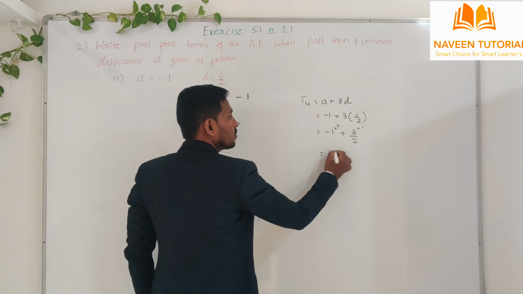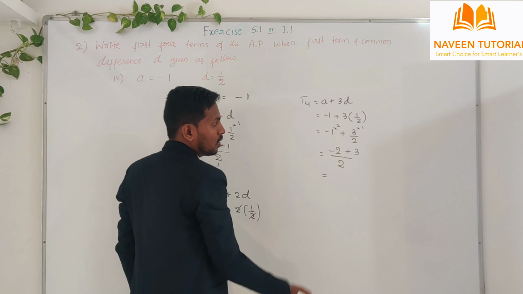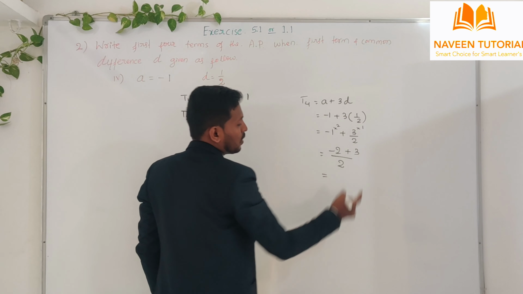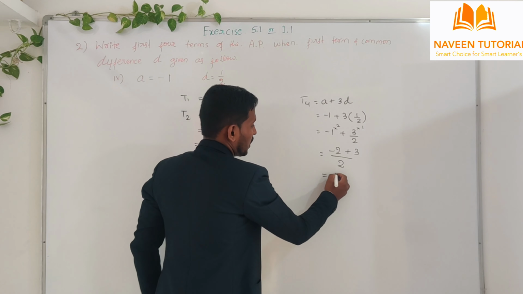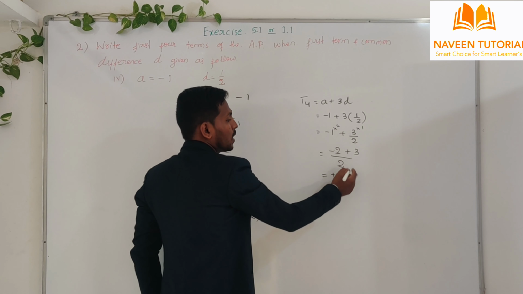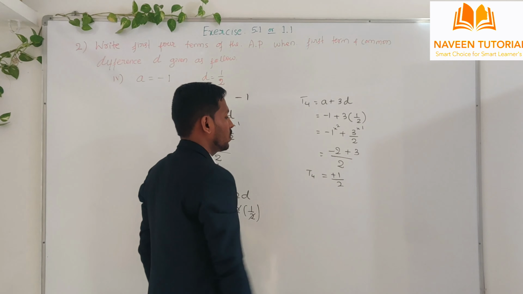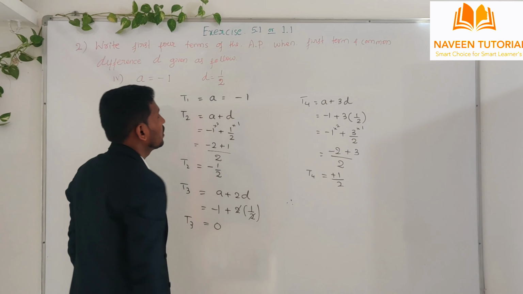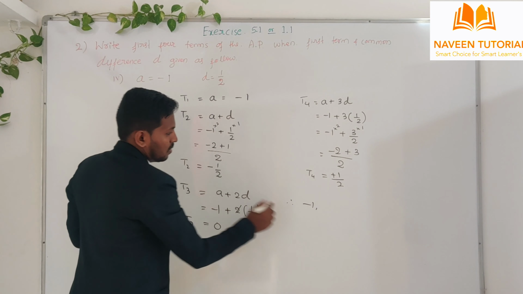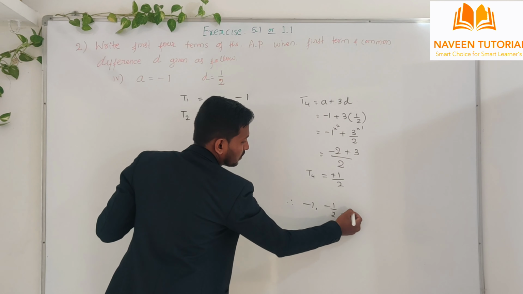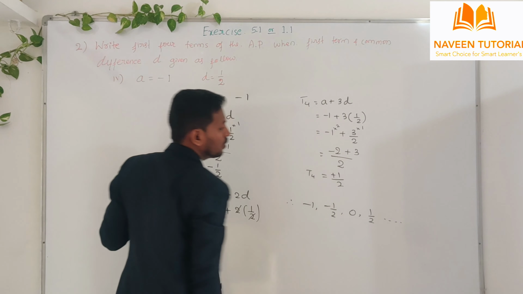Now minus 2 plus 3. Here for the T4 value, the bigger number is 3 and its sign is plus, so plus, and from the bigger number we subtract the smaller number, 3 minus 2 is 1 by 2. So the T4 value is 1 by 2. Therefore the first four terms of the AP are minus 1, minus 1 by 2, 0, 1 by 2 and so on.